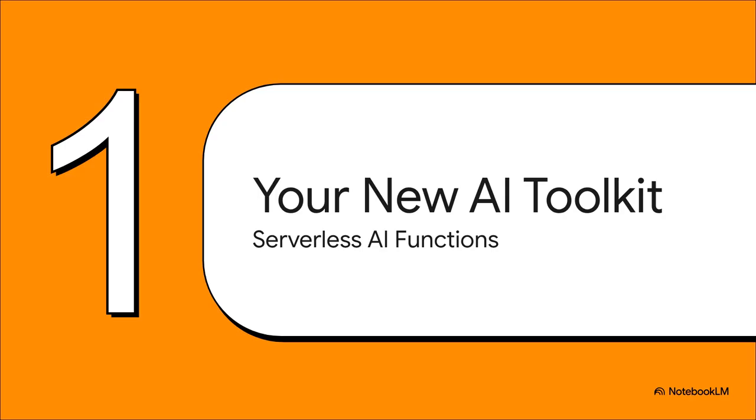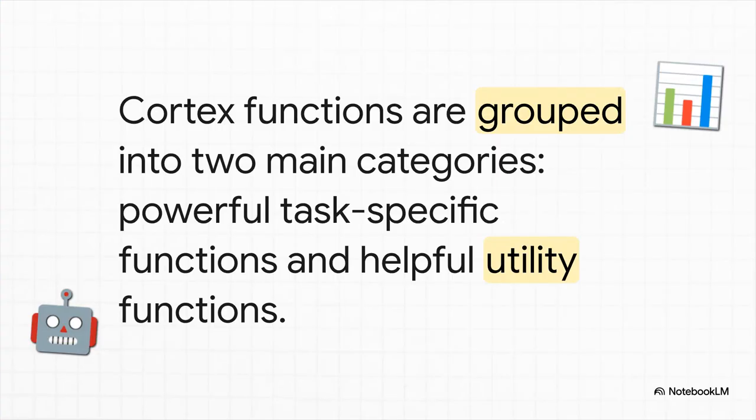Okay, first up, your new AI toolkit. Let's take a look at the powerful new serverless functions you now have at your disposal. You can kind of think about these functions in two main groups: generative and analytical. One is like your creative co-pilot for making new stuff, and the other is your super smart analyst for making sense of the data you've already got. Let's kick things off with the tools that generate and analyze text.